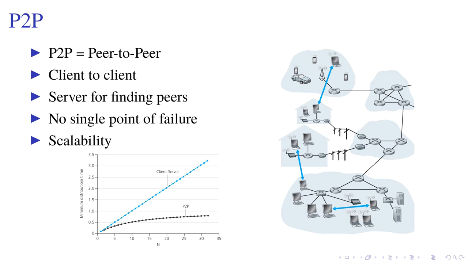This chart shows that if you need to send a file to a lot of users, peer-to-peer networks spread it much faster than the client-server networks because the bottleneck on the sharer is gone.